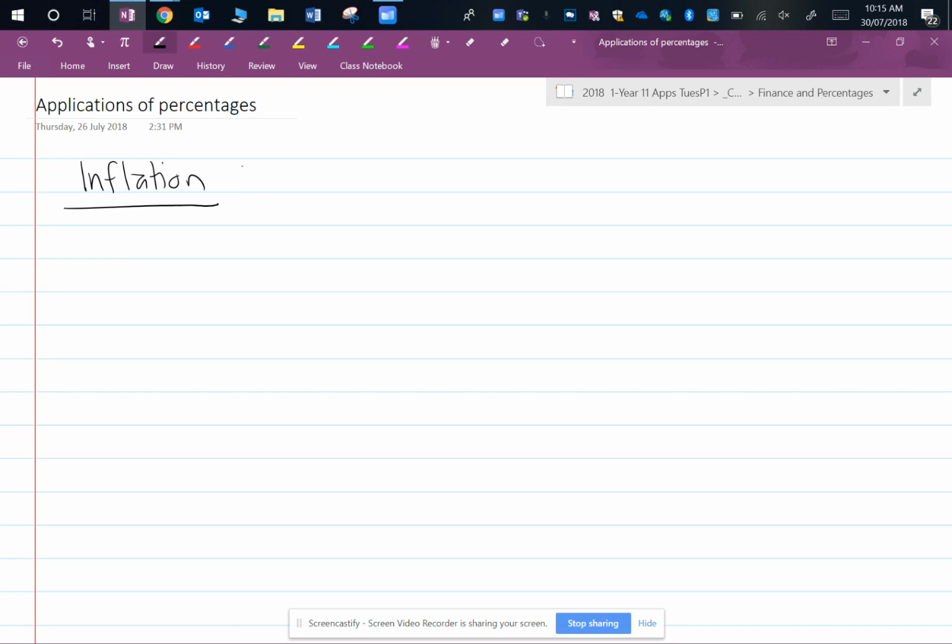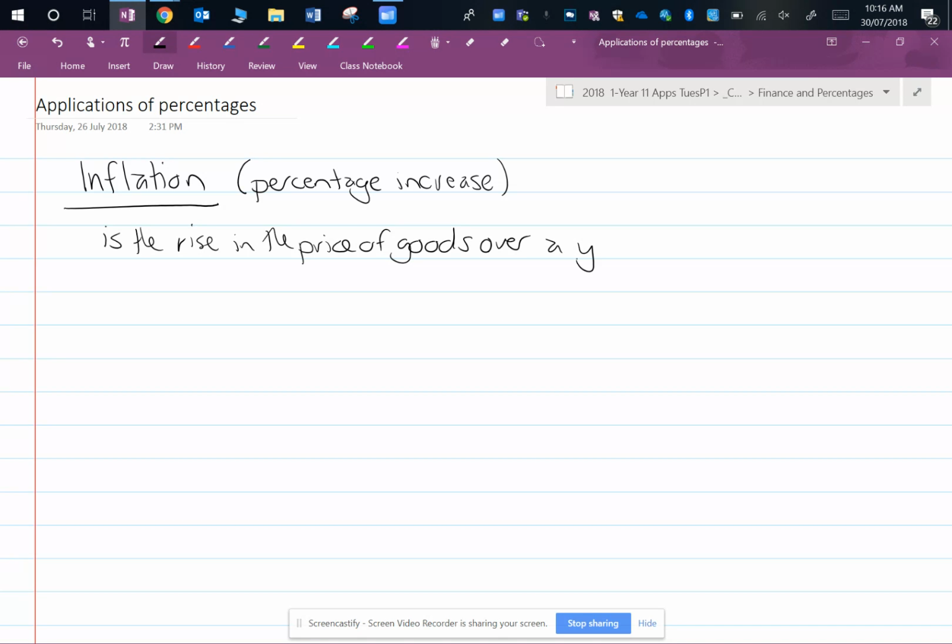So inflation, can anyone think about what it is? Is it finding a percentage amount? Is it a percentage increase? Is it a percentage decrease? Or is it finding the original amount? Which one do you think it is? It's a percentage increase. So in brackets, I'm just going to make sure that we link it to something. All right. So inflation is the rise in the price of goods over a year. We usually just write it as a percentage average based over the year.